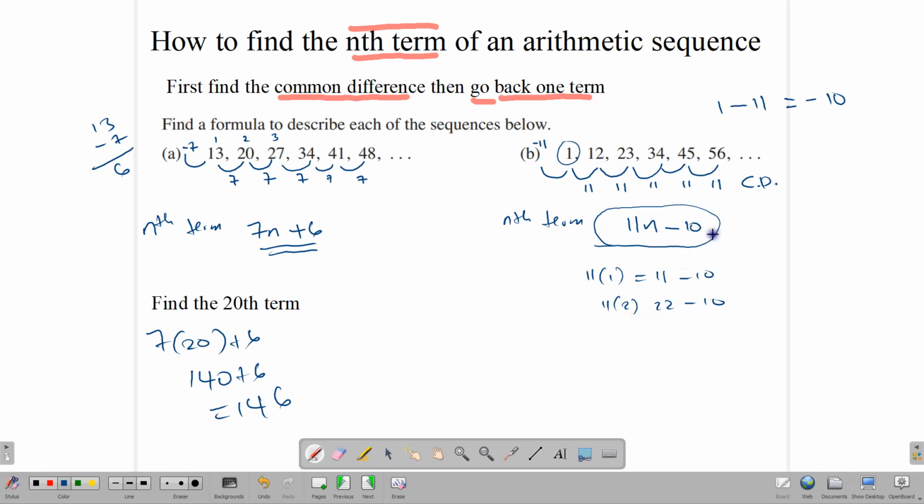So this is the nth term of this sequence, and this is how we find it. We find the common difference first, and then we go back 1 term. So you need some more practice on this.